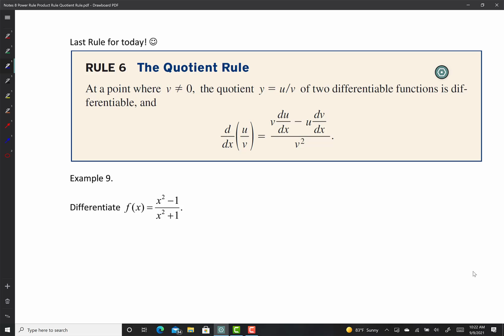This one is called the quotient rule. So what is the quotient rule? Bottom times derivative of the top minus top times derivative of the bottom over bottom squared.